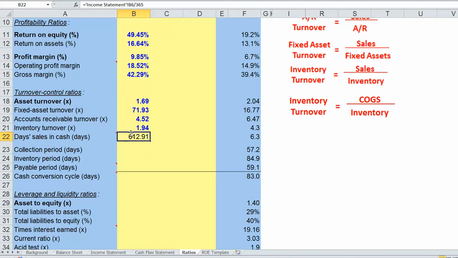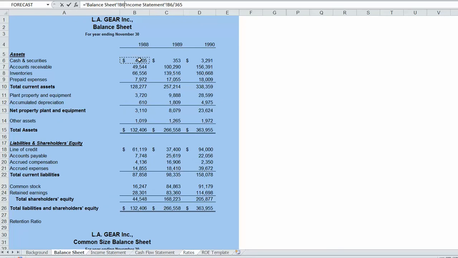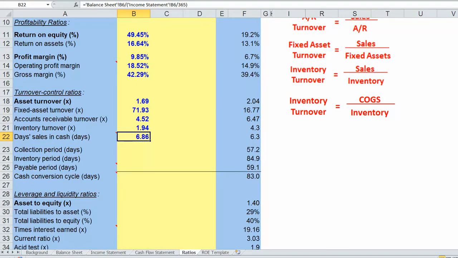But in any event, what we want to do is take the amount of cash we have on the balance sheet and divide it by 612. So I'm going to go right up here in my equation, right behind the equal sign, click on the balance sheet tab, go up to the amount of cash that we have, and we have $4,000 in cash, and we want to divide that by our average daily sales. I'm going to put parentheses around that, hit enter, and we've got days sales in cash of 6.86 days. We could have calculated a cash turnover and then taken 365 and divided it by that.